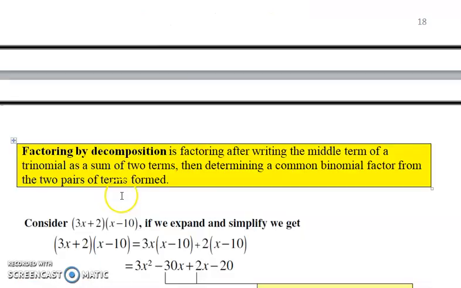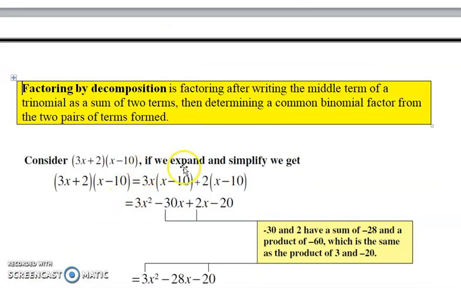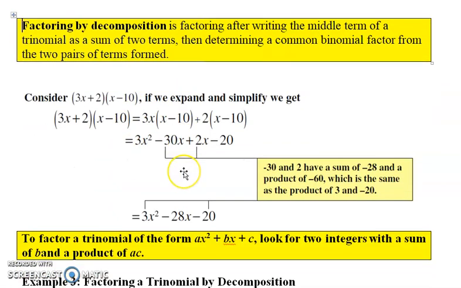Next, we have factoring by decomposition. This is extremely important. It's going to be one of the things you're going to carry with you. Decomposition is factoring after writing the middle term of a trinomial, so that x term, the bx, as a sum of two different terms, and then we break it apart.